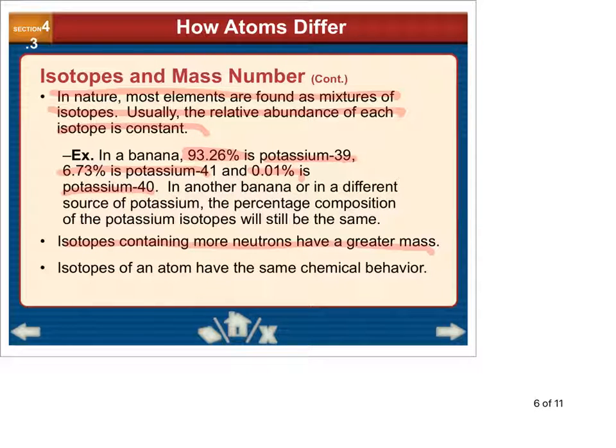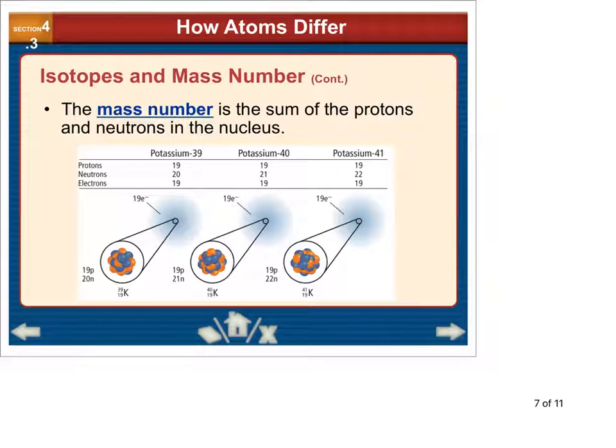Isotopes having more neutrons have greater mass, but isotopes have the same chemical behavior. Mass number, the sum of the protons and the neutrons, is 39 here, 40, 41 is our mass number.